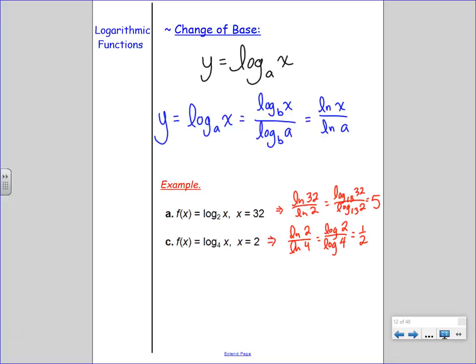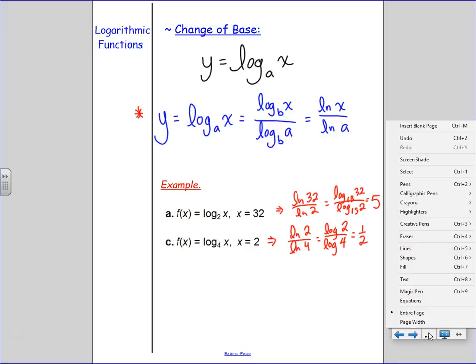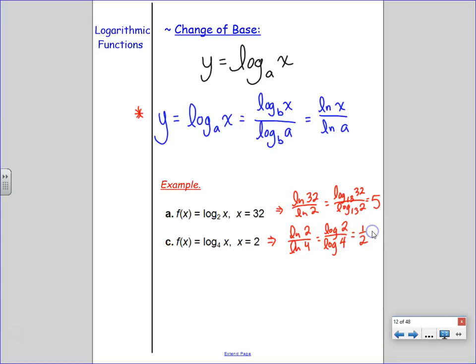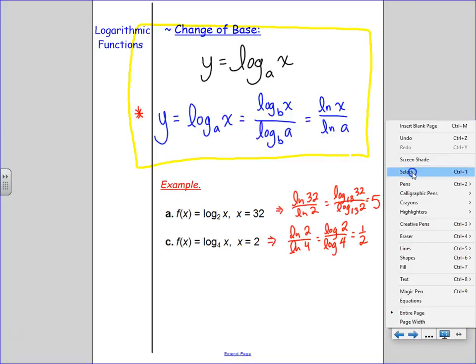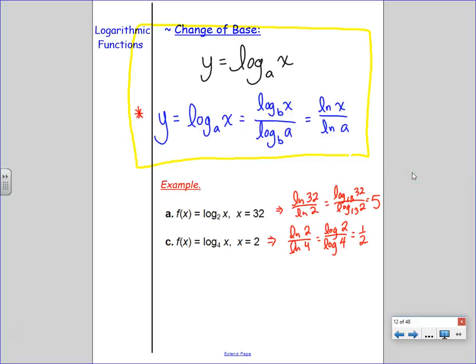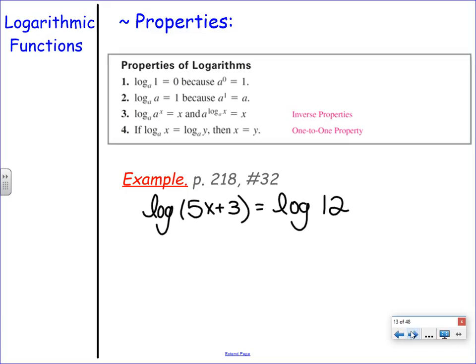That's one application. And a second application: you don't have to stay in the log of a certain base, but you do have to use the change of base formula in order to vary from what you've been given. And yes, I'm going to highlight that one as well because it does show up from time to time. It's one that you might not think of needing to memorize, but you do. Okay?